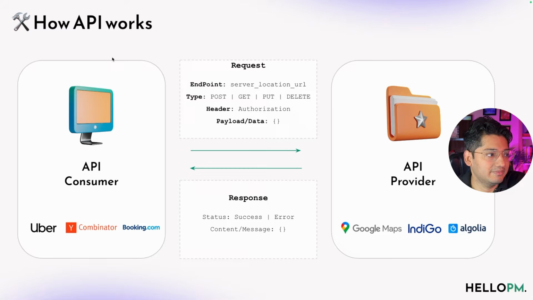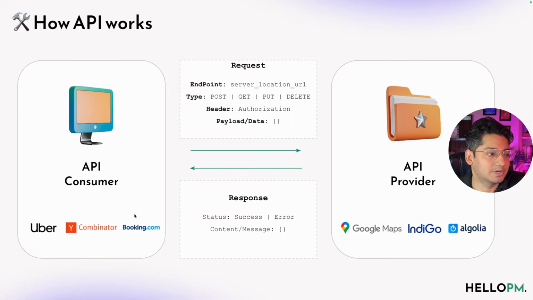So this is how an API works. There are two parties. One is the API consumer, the system that is going to consume the API. And then there is a second party which is providing the API. For example, if Uber wants to use Google Maps, then Google Maps is the API provider, providing the data and information, while Uber is the one using this particular piece of information.